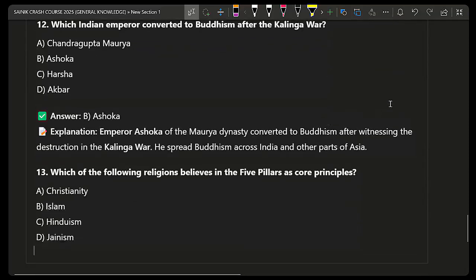Which of the following religions believes in the 5 pillars as core principles? Christianity, Islam, Hinduism, Jainism.